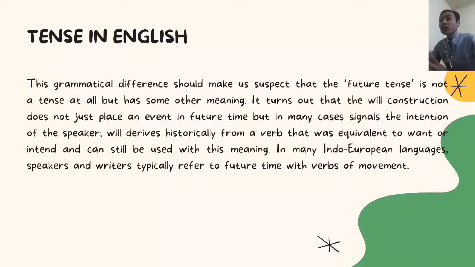This grammatical difference should make us suspect that the future tense is not a tense at all, but has some other meaning. It turns out that the will construction doesn't just place an event in future time, but in many cases signals the intention of the speaker. Will derives historically from a verb that was equivalent to want or intend and can still be used with this meaning. In many Indo-European languages, speakers and writers typically refer to future time with verbs of movement.